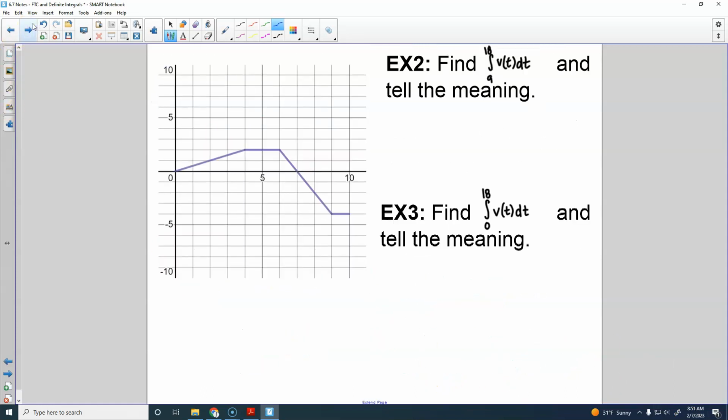So let's go to the next part. I thought I changed this. On your paper, does it say 9 to 18?